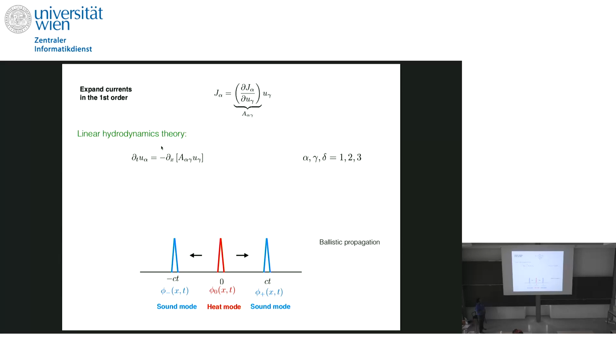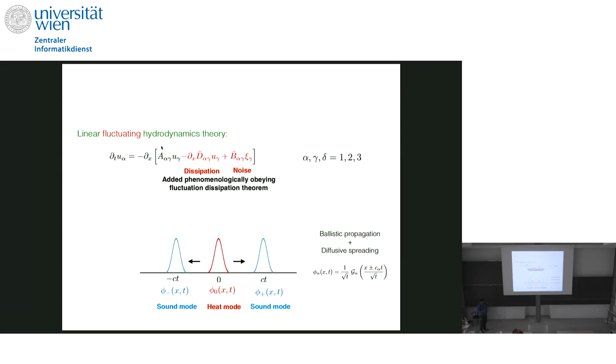And this equation describes ballistic propagation in the sense that suppose you start with a small excitation at some point, let's say at origin, then this equation says that this excitation will actually have a ballistic propagation. It will break into three modes. One mode will sit here, and another two modes will move with certain velocities in the opposite direction.